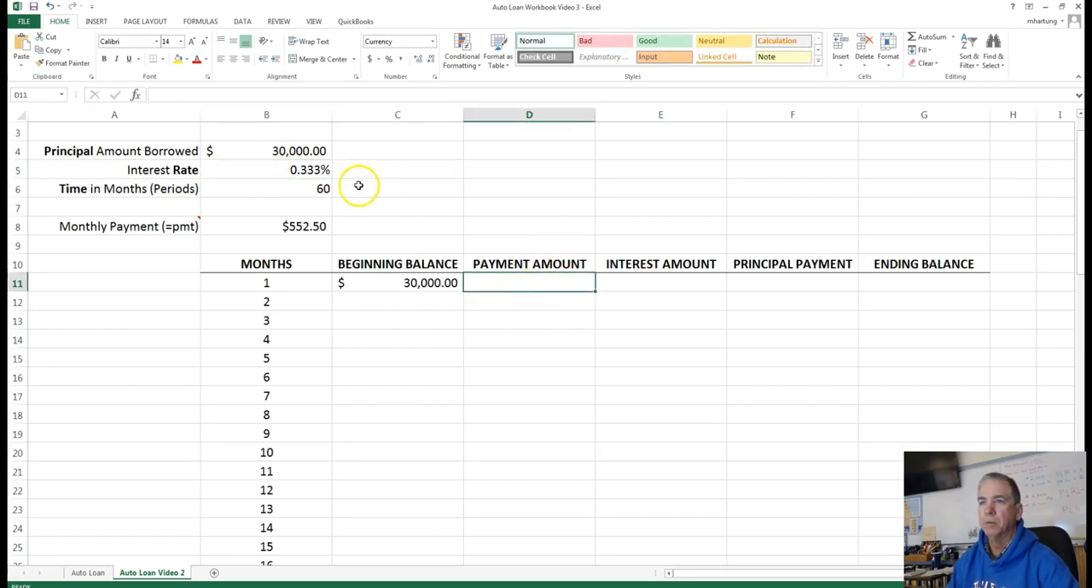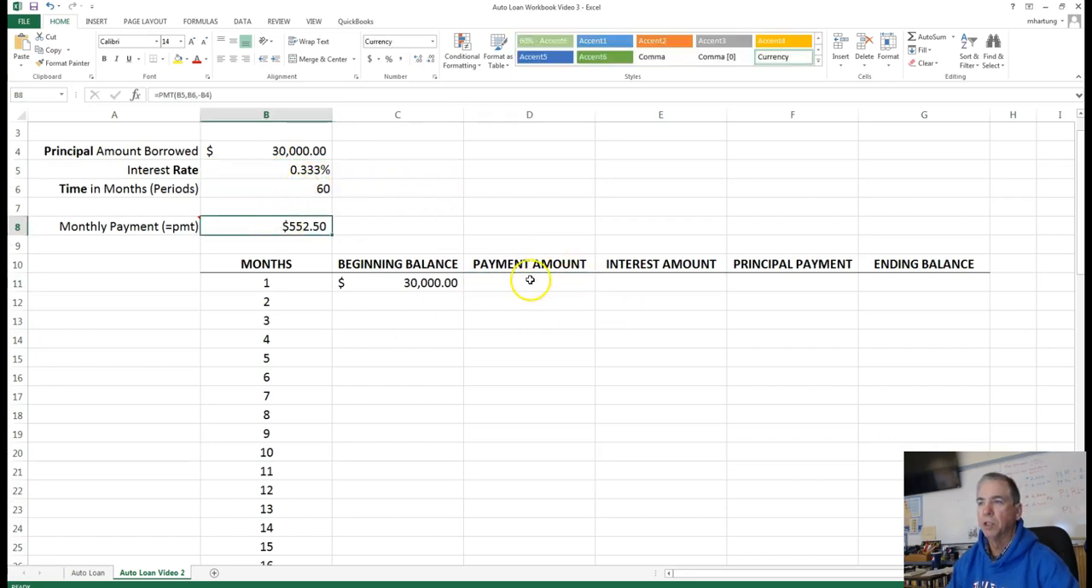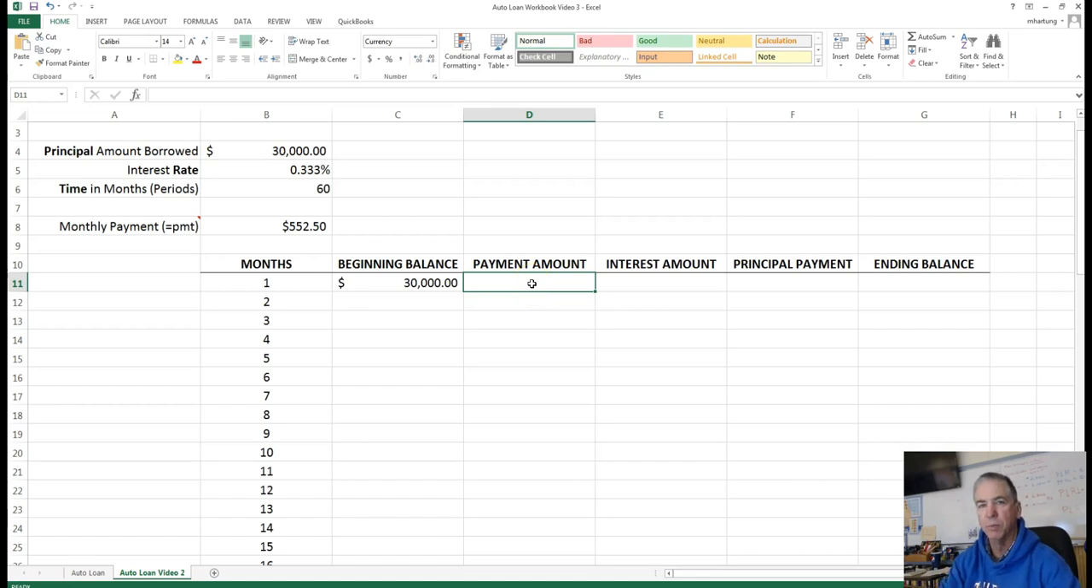Payment amount. We can go right to this location here. So our formula is going to simply be to reference a different cell location. So this formula is going to be equals B8.